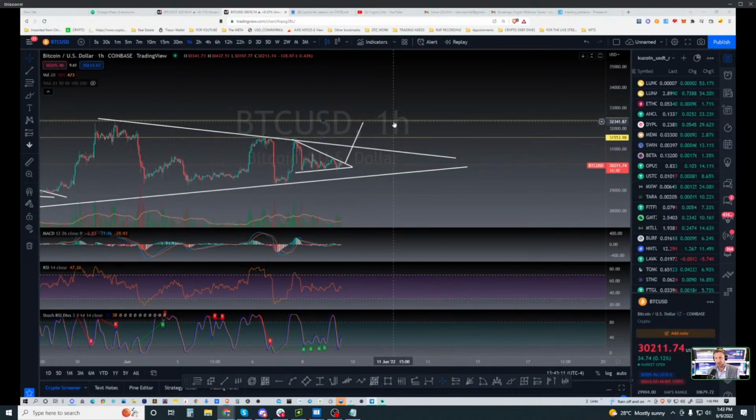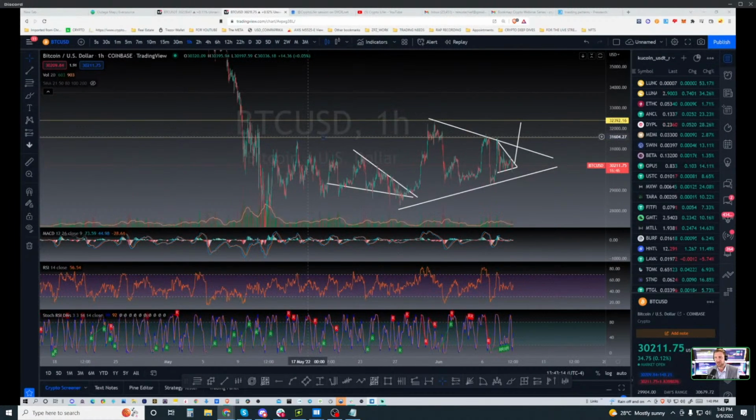So it's likely Bitcoin gets here to this resistance point. And again, when we look at this, this has been our high range.